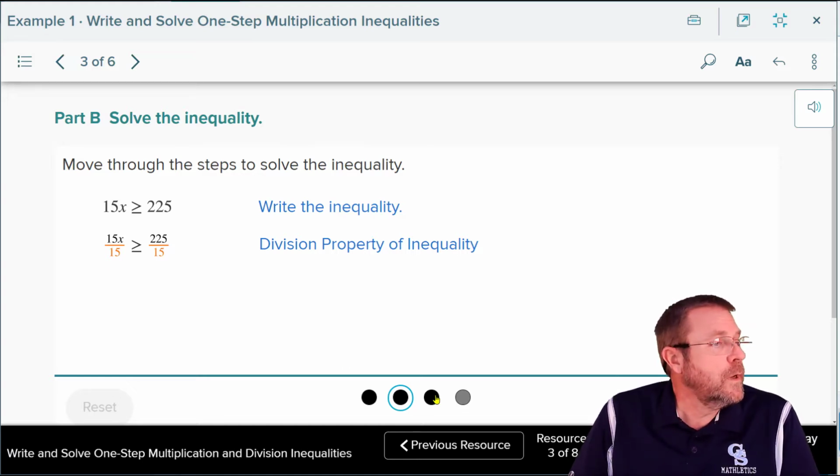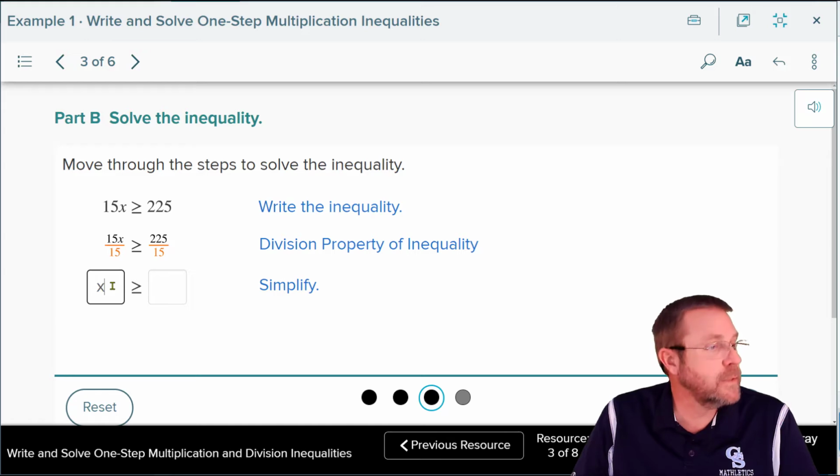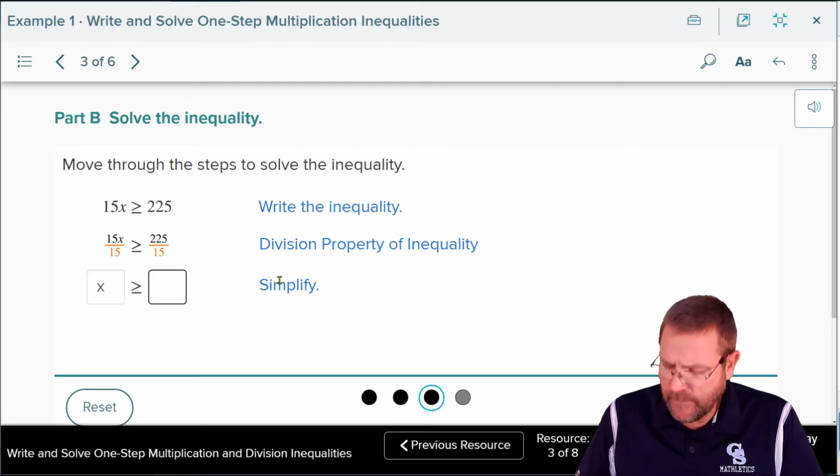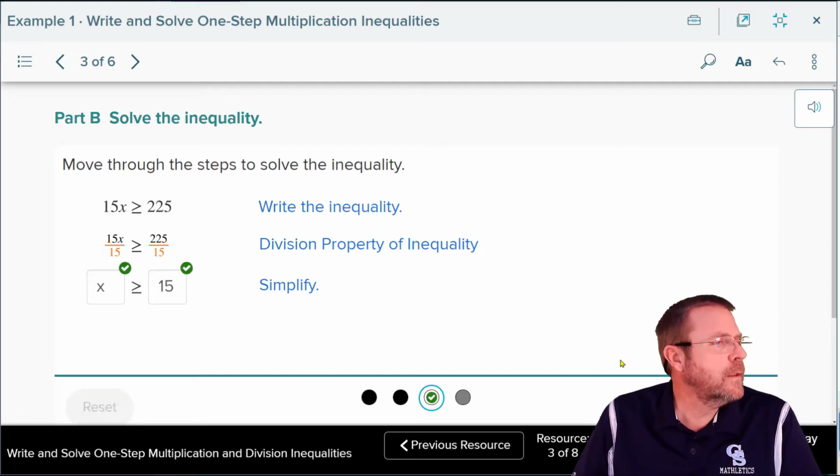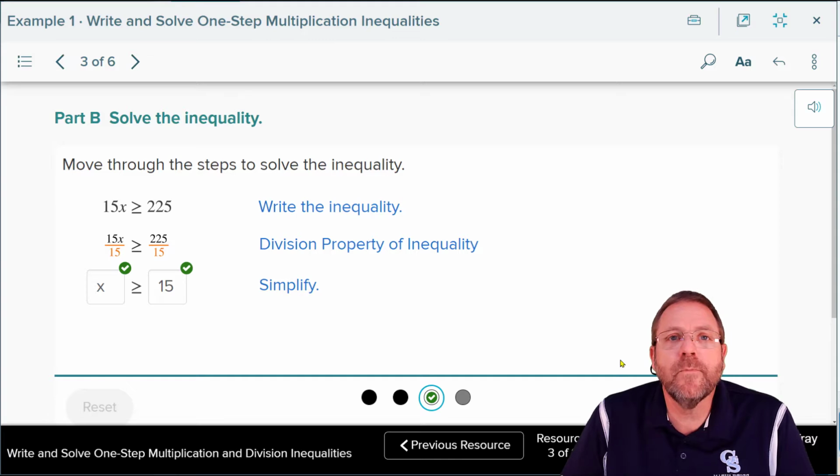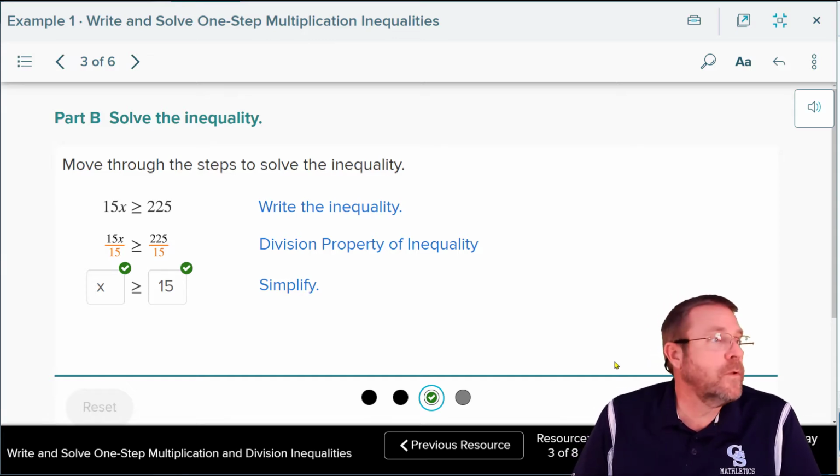From there, we're going to say 15 divided by 15 is 1. 1 times x, that's going to be x. 225 divided by 15, that's going to be, I think it's 15. Let me see if I'm right. Yep, I am right, it is 15. So x is going to be greater than or equal to 15. That's going to be your answer.